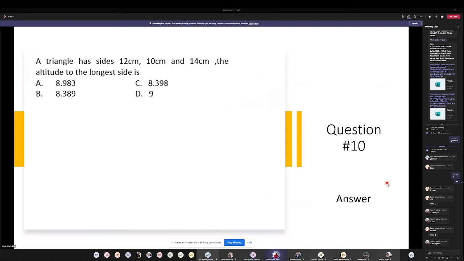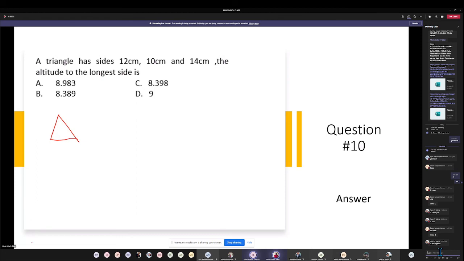So we have question number 10. A triangle has sides 12 cm, 10 cm, 14 cm, and the altitude to the longest side is... we have these choices. We are given the three sides, so we can draw the triangle for us to visualize it.